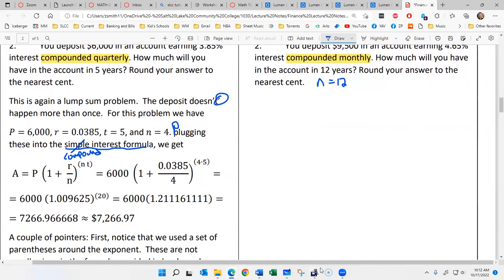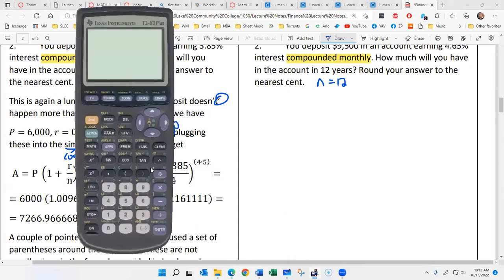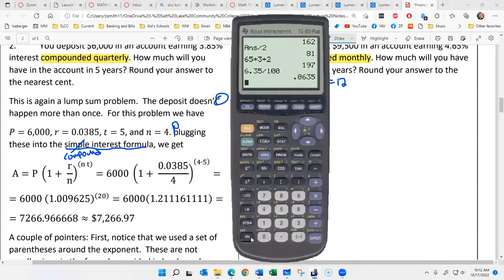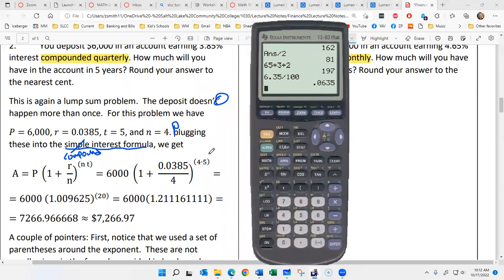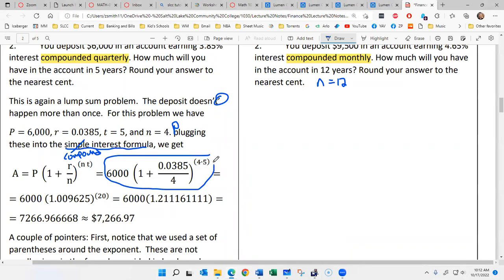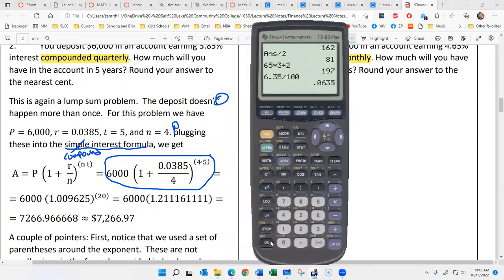Now, the common mistake students make is rounding in these problems. If at all possible, you want to put this whole thing into the calculator at once, and these definitely are possible. In order to do this, you really want to read from left to right. So 6,000, then a left parenthesis, then 1 plus 0.0385, and then divide by 4. Now a right parenthesis. And now we have an exponent.